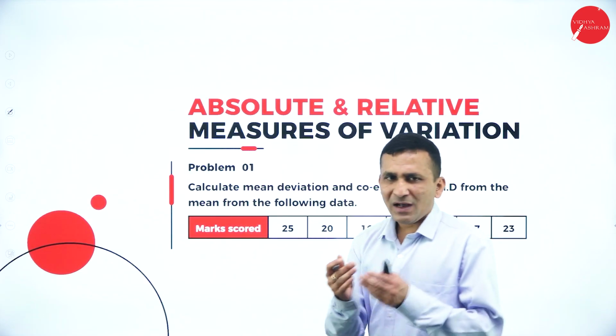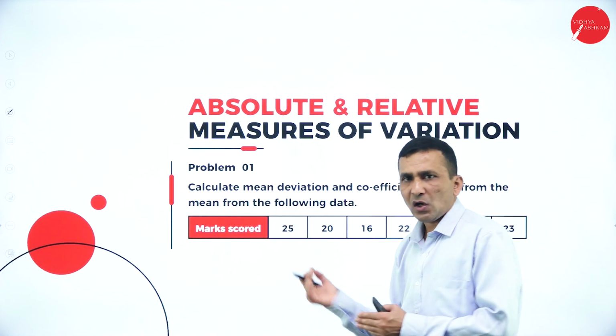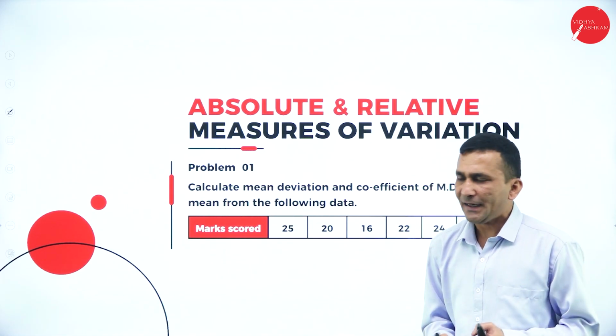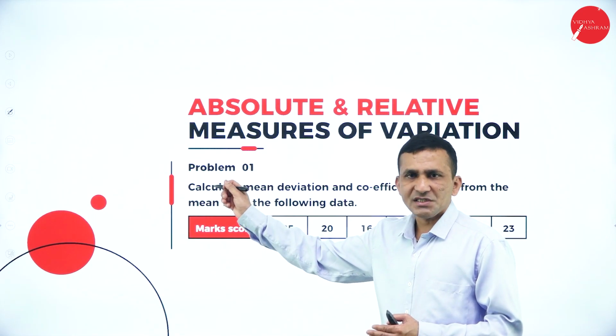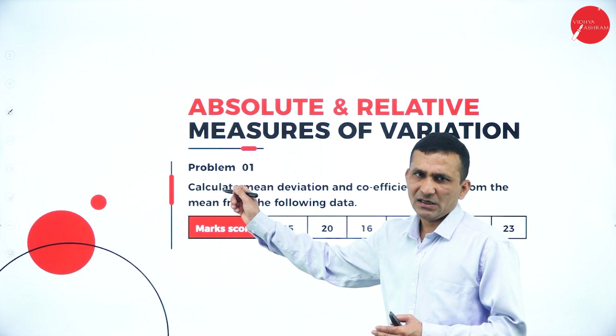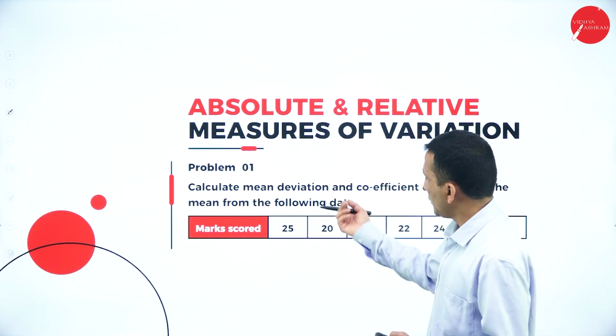So here there is one problem which is related to discrete ungrouped data. If you are trying to solve this problem, you will get more clarity. From the X series, whatever is given, there is one problem related to absolute discrete as well as relative measure of variation. We are able to solve this.